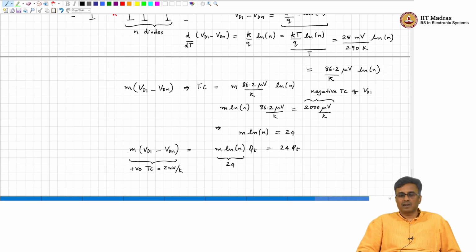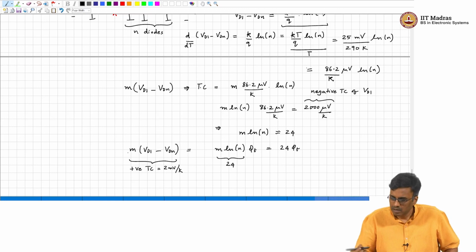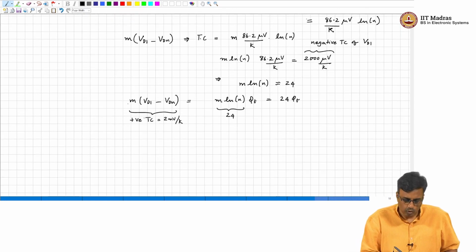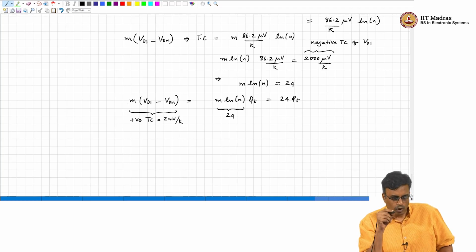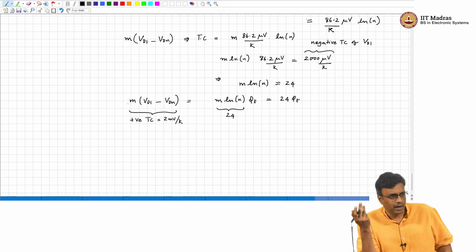So, the Vd1, the diode drop, is roughly 650 millivolts, correct. So, what will be the VREF that you get with 0 Tc? Do you understand the question? So, if we choose m ln n to be equal to 24, the positive temperature coefficient of m times Vd1 minus Vdn will be equal to plus 2 millivolt per Kelvin, right.